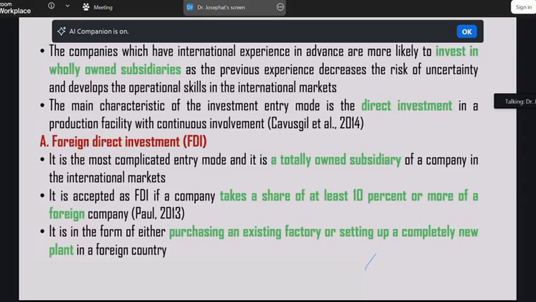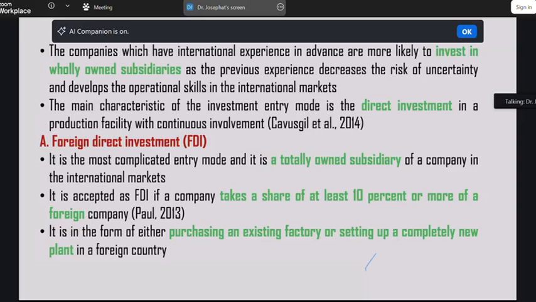Ya kwanza tumeongelea kwamba ni foreign direct investment, FDIs, which is the most complicated entry mode and is a totally owned subsidiary of a company in the international market. It's acceptable as FDI if a company takes a share of at least 10% or more of the foreign company. Kwamba hiyo FDI ni lazima yule awe na share kwa at least 10%. Huyo foreign anataka kuinvest, labda Tanzania, lazima ndani ya kampuni ya Tanzania amiliki hisa at least 10% na kuendelea. Hapo tunaongea ni foreign direct investment, and later those kind of investment in terms of machinery, in terms of equipment, in terms of skills, technology and the likes.